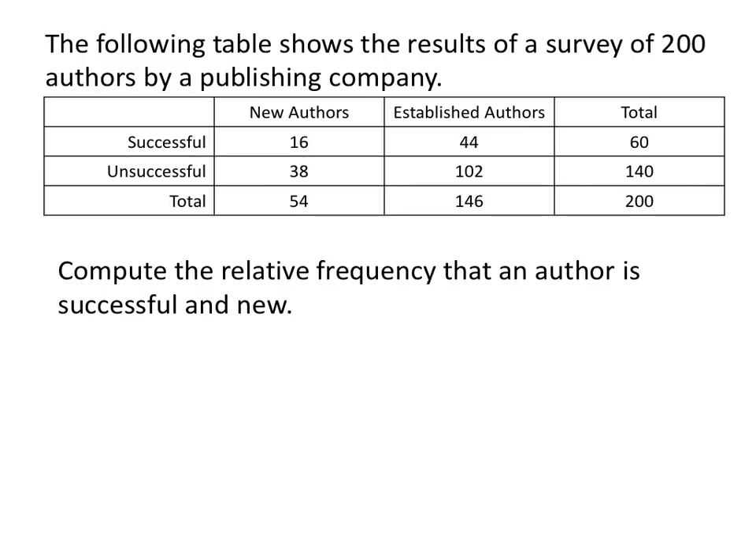Again, we have problems here where you guys know what you're doing. So let's take a look. An author, 200 authors, 200 is my denominator. Is successful and new. Successful and new, so it's the 16 that overlaps. That's it. Don't make it harder than it needs to be.